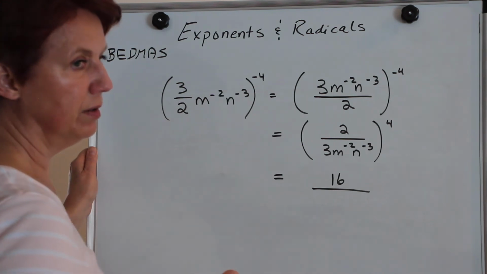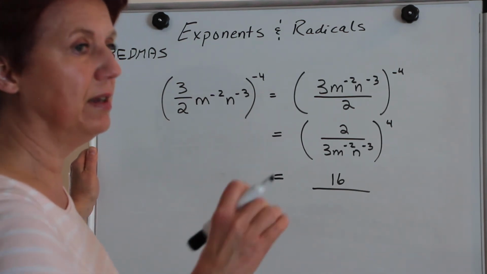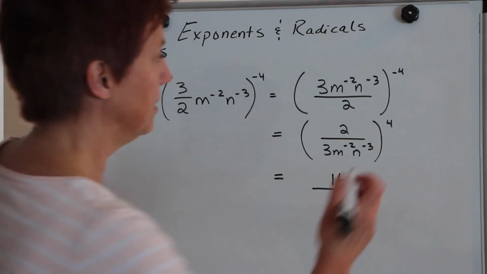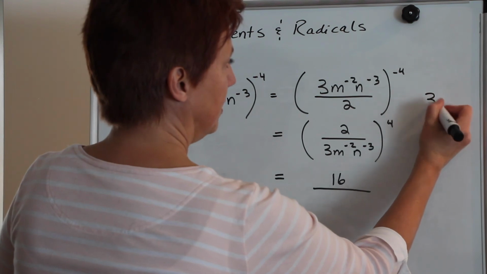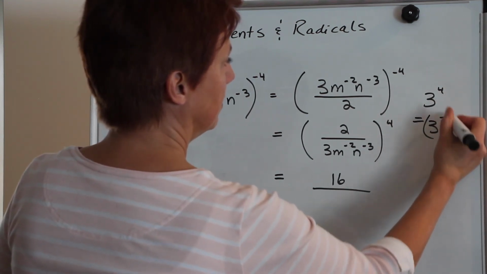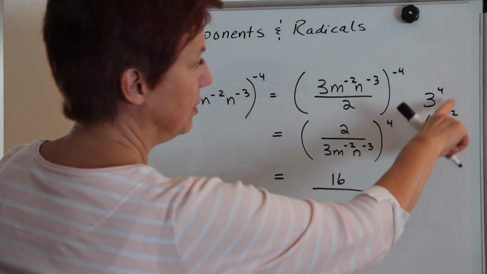And 3 to the 4, okay, it's not 12. Be careful. It's not 3 times 4, it's 3 times 3 times 3 times 3. 3 times itself 4 times. So here's a way that you can think of 3 to the power 4. You can think of it as 3 squared squared. Same thing, because 2 times 2 is 4.